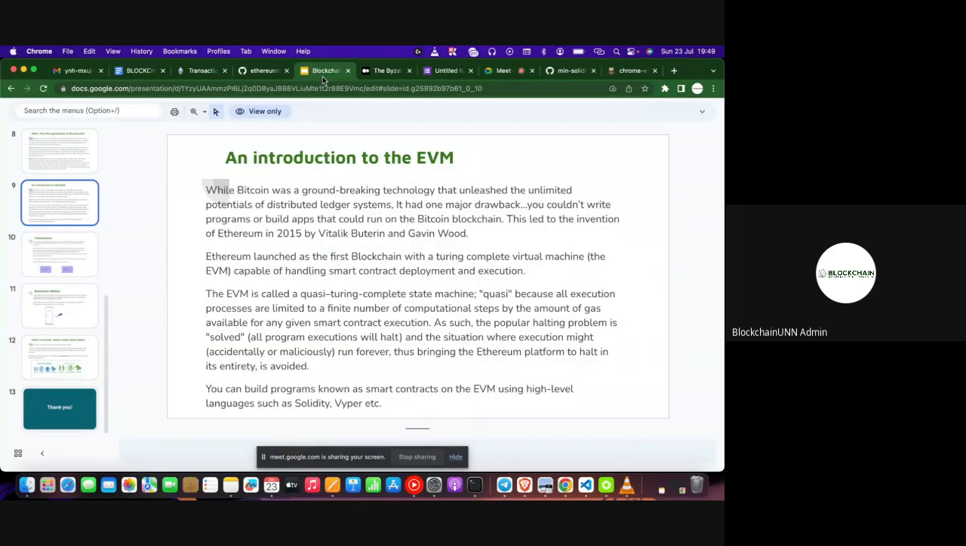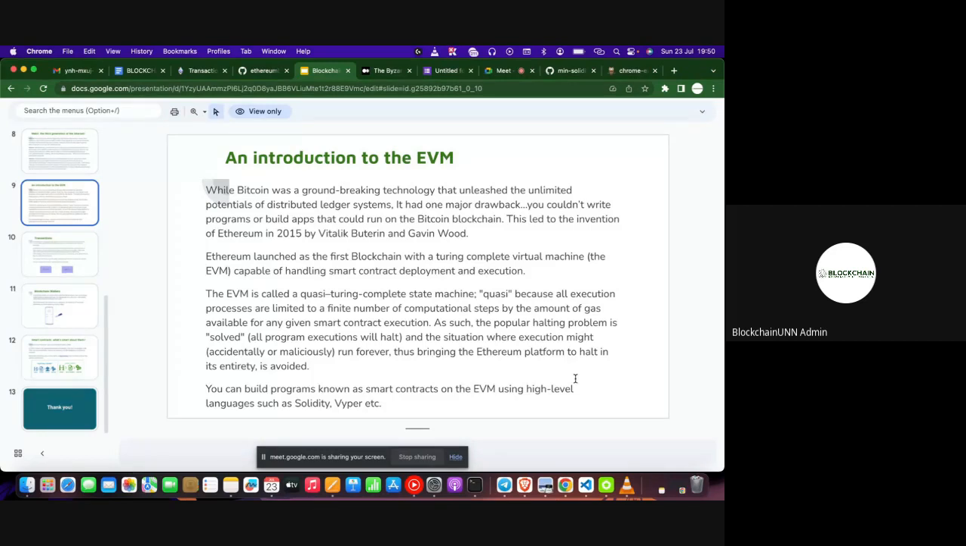All right. What we talked about was Bitcoin, invented by an anonymous figure known as Satoshi Nakamoto. Bitcoin was a groundbreaking technology because it unleashed the potential of distributed ledger systems. It had one major drawback: you couldn't write programs or build applications that run on the Bitcoin blockchain. I think that was mostly because Bitcoin didn't have a virtual machine such as Ethereum's, and Bitcoin uses a programming language called Script, which is not Turing complete. So you could not write programs or carry out computations on the Bitcoin blockchain. It was basically for simple transfers of Bitcoin from one person to another, with the blockchain serving as a ledger, or record book, for these transactions.